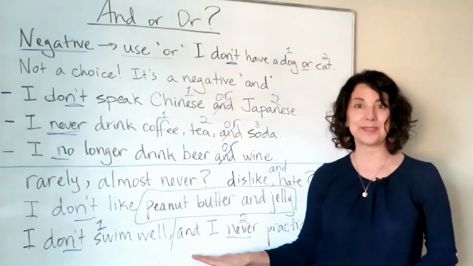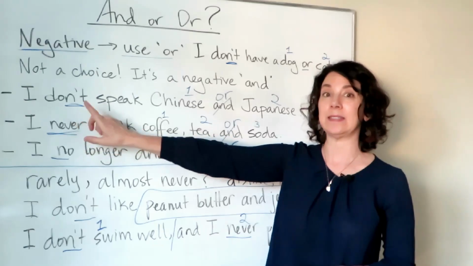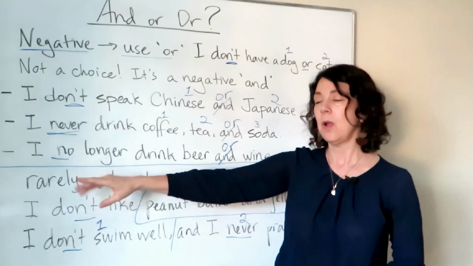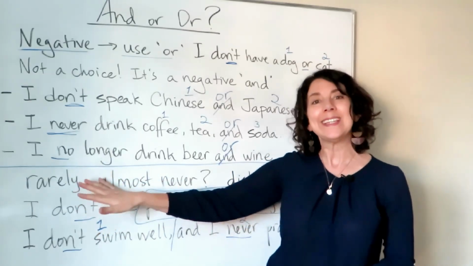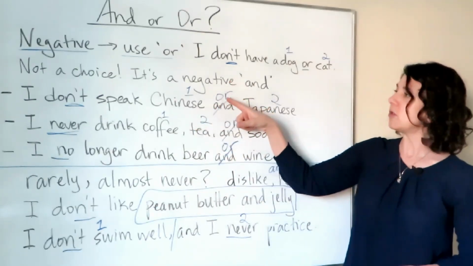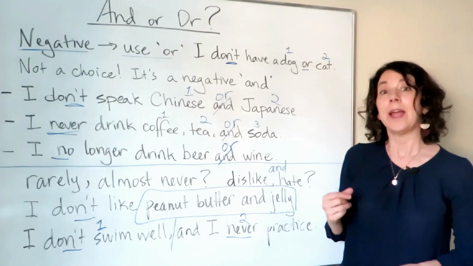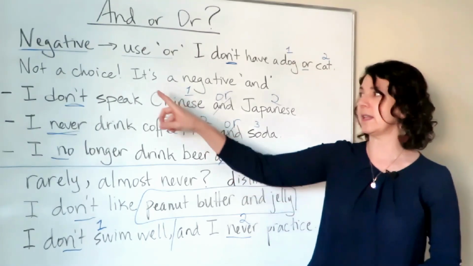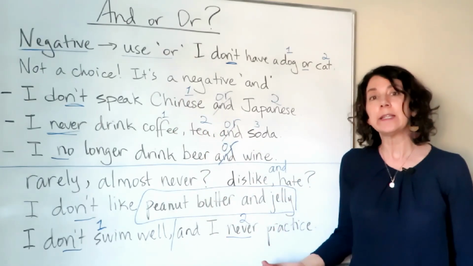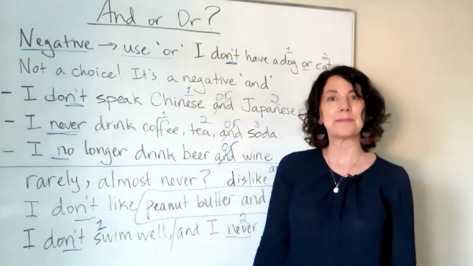And this is correct. So the bottom line is that when you have a negative sentence with a negative verb, or the word "never" or "no longer," or maybe a slightly negative adverb like "rarely" or "almost never," you're going to join things in the sentence with "or," not "and." And remember that "or" does not indicate a choice in this situation. Instead, it's the negative version of "and" that is used in negative sentences.